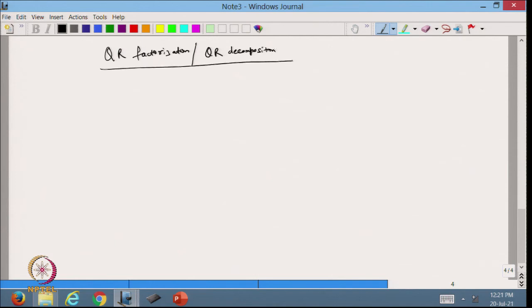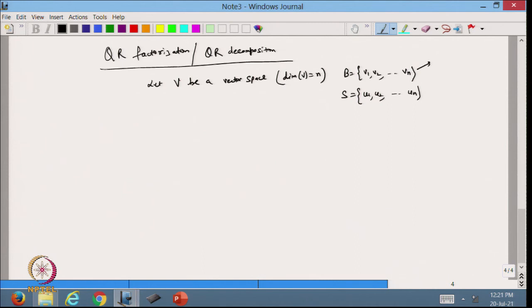So, what is this? We have a vector space V, and the dimension of V is n. Now I take a basis of V. Let B be the basis, that is V1, V2, ..., Vn. Then we take the orthogonal basis, that is U1, U2, ..., Un. This is what we have seen.